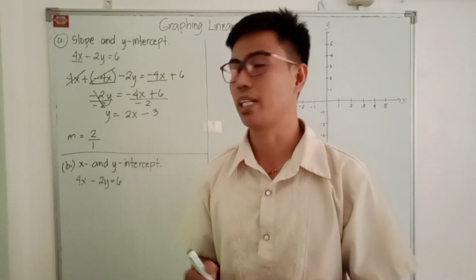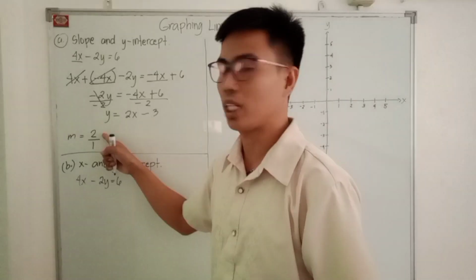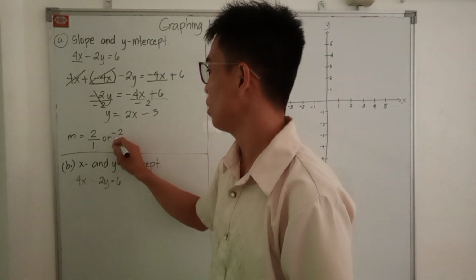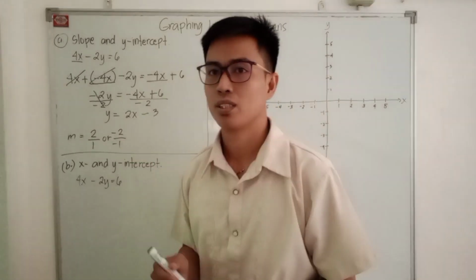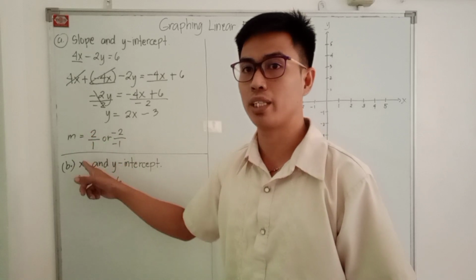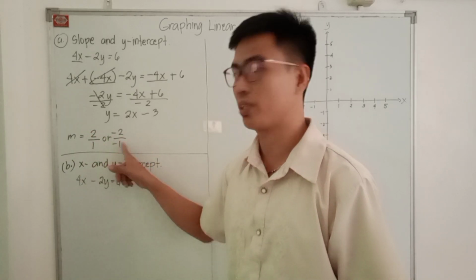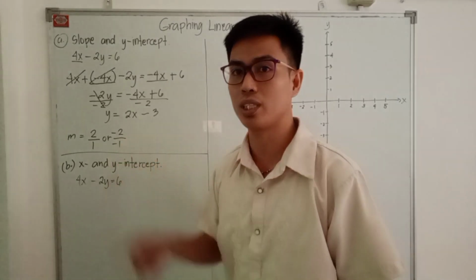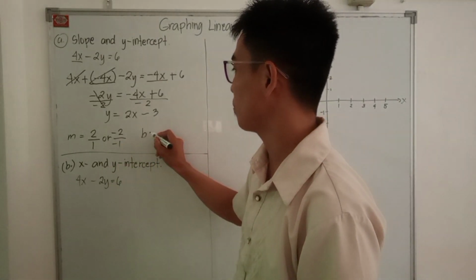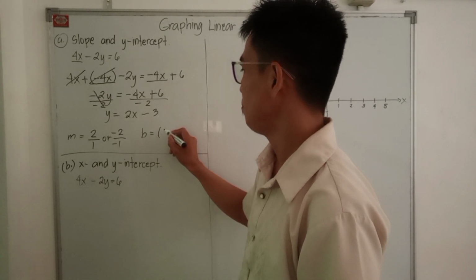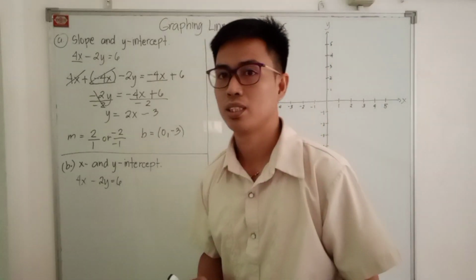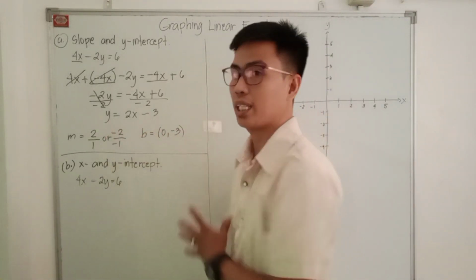Rise over run. So, since positive siya, so 2 over 1, pwede rin natin gawin yung negative 2 over negative 1. So, dalawa yung possible na gamitin natin. So, we can use 2 over 1, and we can also use negative 2 over negative 1 since ang sagot din naman dito is positive. And for our y-intercept, which is denoted by b, that is 0, negative 3. So, meron na tayong value ng ating given.